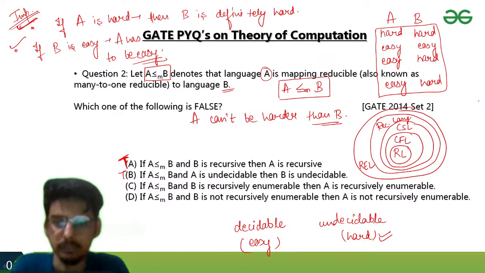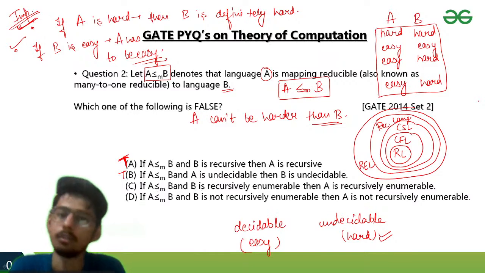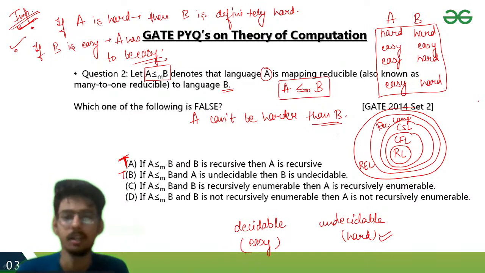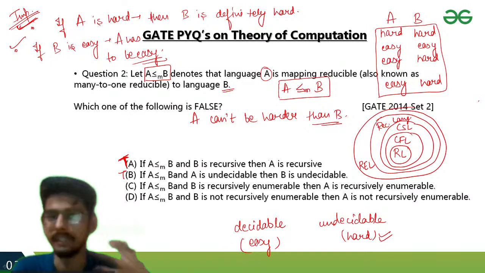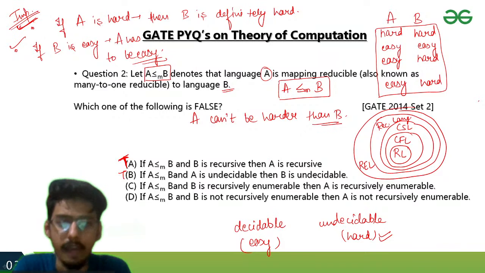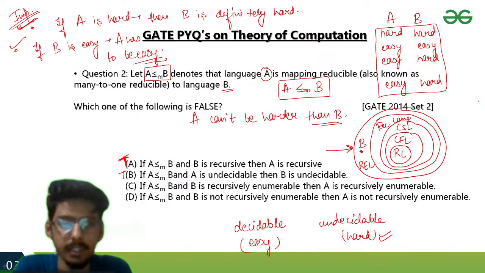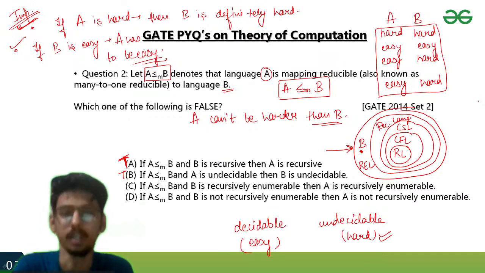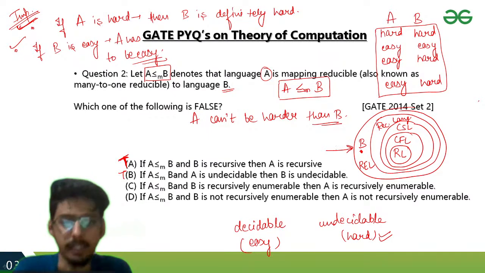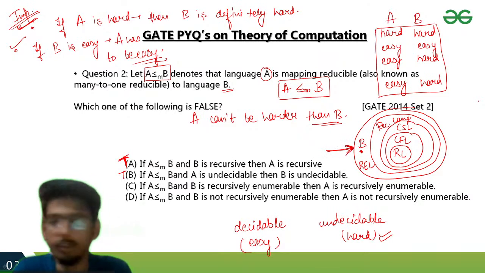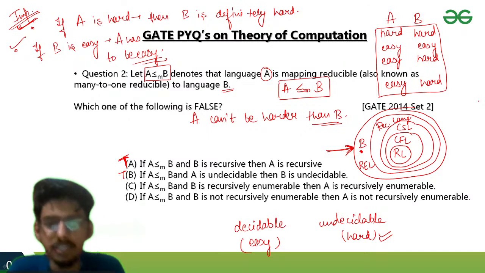Now let's see the third statement. It says that if B is recursively enumerable, then A is also recursively enumerable. That's correct. It's very similar to if B is recursive, then A is recursive, right? Because if B is inside this outermost circle, then A will definitely be present inside this circle as well. So C is also true.